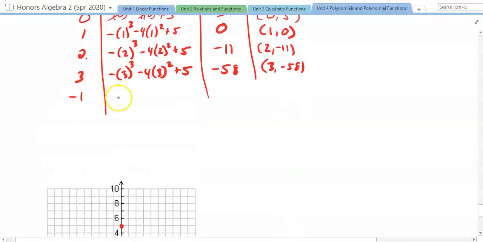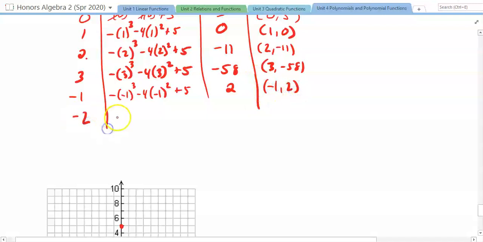And so let's do negative 1. So we get the opposite of negative 1 cubed minus 4 times negative 1 squared plus the 5. And so that's going to give me negative 1 cubed is still negative 1, so that's a positive 1. Negative 1 squared is positive 1 times negative 4 gives us a negative 4. And so positive 1 minus 4 plus 5. And so positive 1 and 5 is 6, minus 4 gives us 2. And so I'm going to be at negative 1, 2.